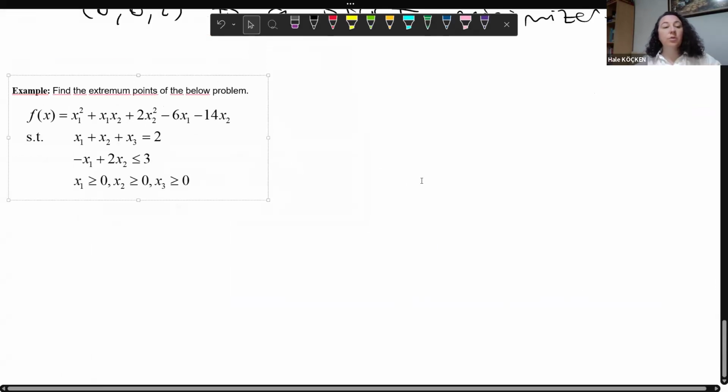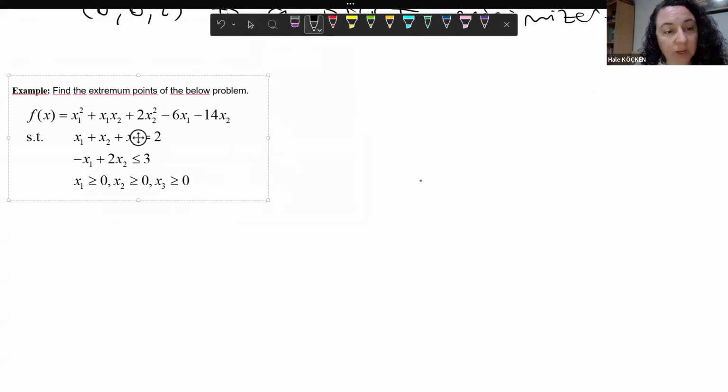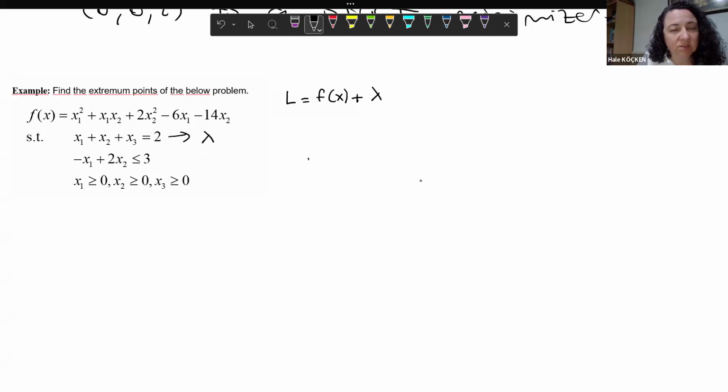So I will write that my Lagrangian is equal to f of x plus lambda. I will relate this one with lambda, this one with mu, and I will cover this one with title 3. So I will not write mu1, mu2, mu3, and mu4. You can do that, but it's really complicated.